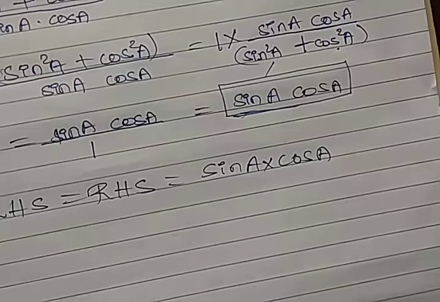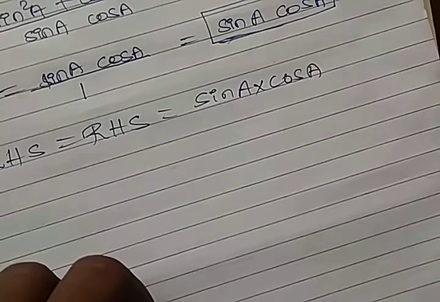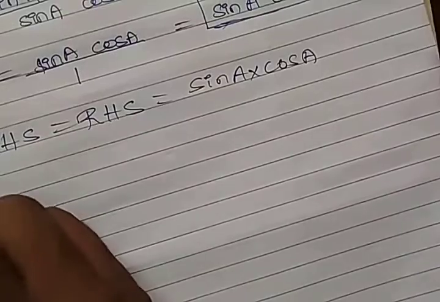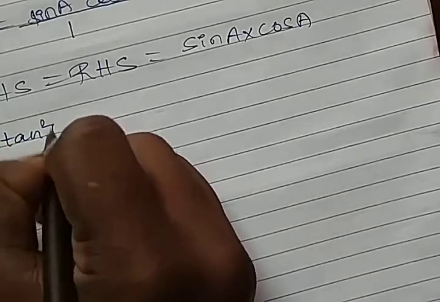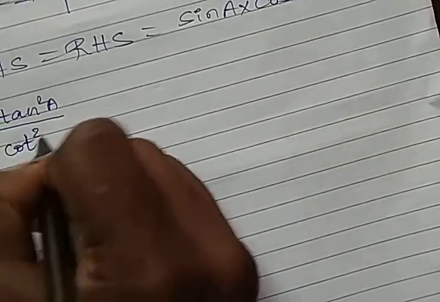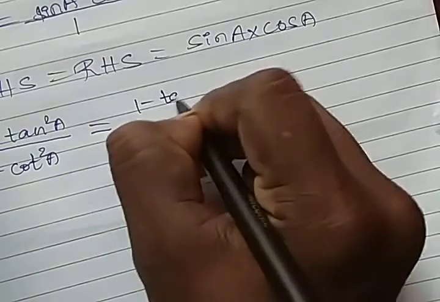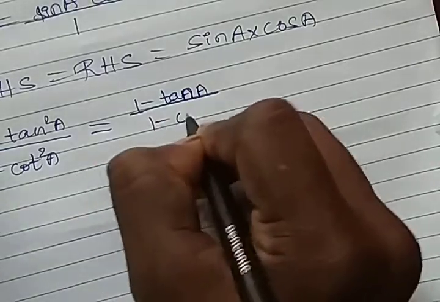This is question number 9. We are left with one more question, question number 10. इस क्वेश्चन नंबर 10 में भी कुछ ऐसा ही करना रहेगा. 1 plus tan square a by 1 plus cot square a is equal to, sorry, 1 minus tan a by 1 minus cot a.